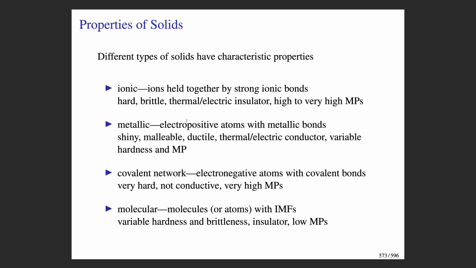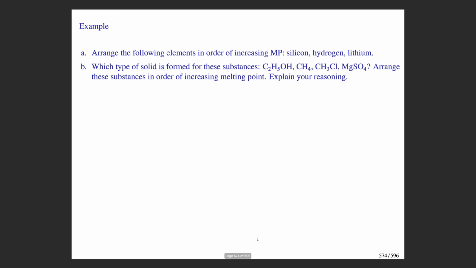Anyway, so these are the different properties of solids, and you want to be familiar with these properties so that you can do things like this. Rank the following elements in order of increasing melting point. Okay, so we're looking at silicon, hydrogen, and lithium. Which one's going to have the highest melting point?